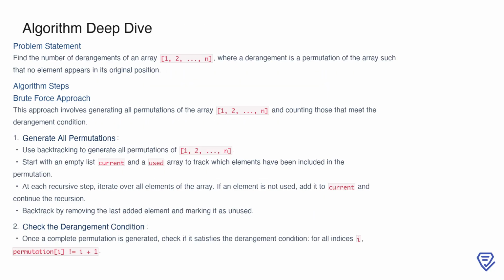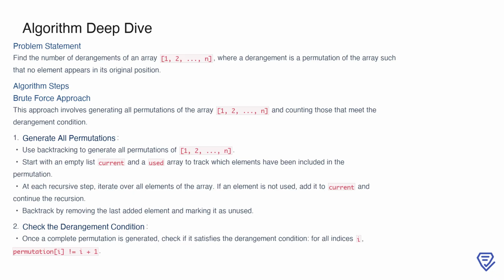The problem we're solving is to find the number of derangements for an array 1, 2, ..., n. A derangement is a permutation where no element appears in its original position. To start, we can use a brute force approach. This involves generating every possible permutation of the array and then checking if each permutation satisfies the derangement condition.